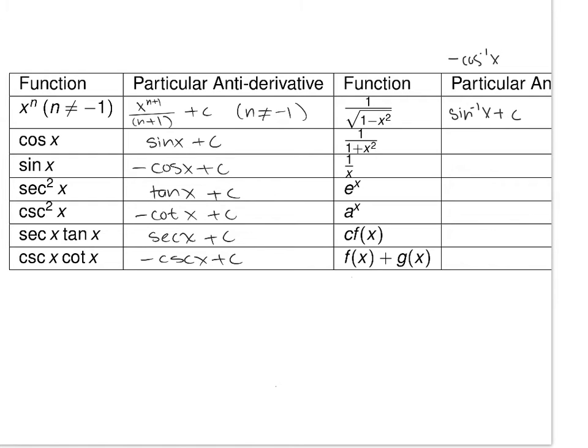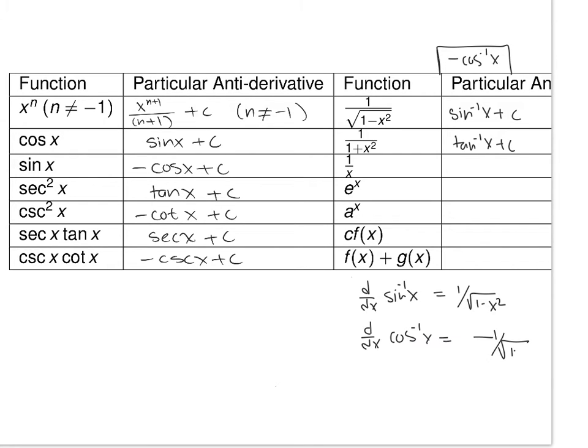How about 1 over 1 plus x squared? Inverse tangent. What else would we write other than inverse sine? Negative inverse cosine. Because the derivative of sine inverse is 1 over the root of 1 minus x squared. The derivative of cosine inverse is negative 1 over the root of 1 minus x squared. So as long as you compensate with the negative sign, it officially is also true that negative cosine inverse is also an antiderivative.